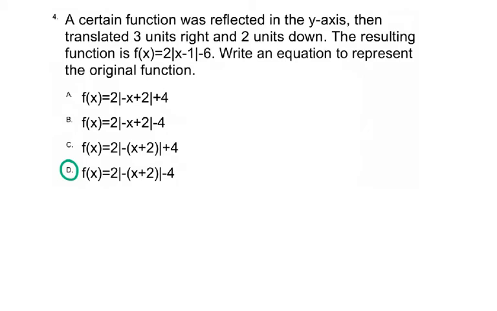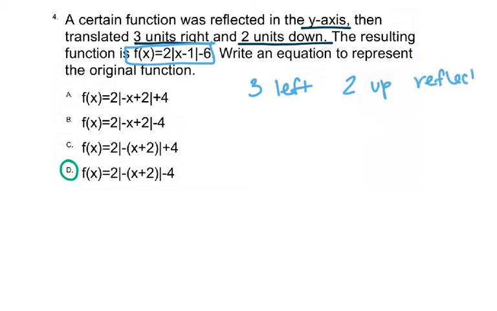Alright. Number 4, a certain function was reflected in the y-axis and then translated 3 units right, 2 units down. The resulting function is this, and we want to know what was the original function. So actually what we want to do is move it 3 units left, 2 units up, and reflect it back over the y-axis.